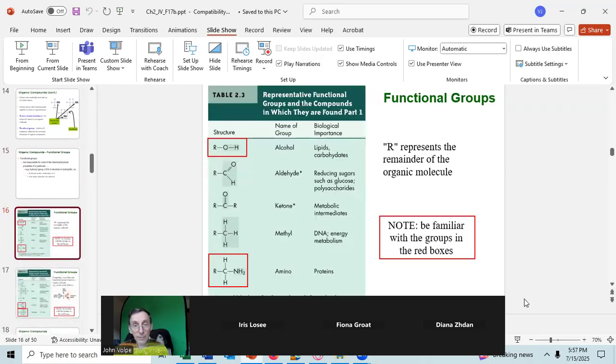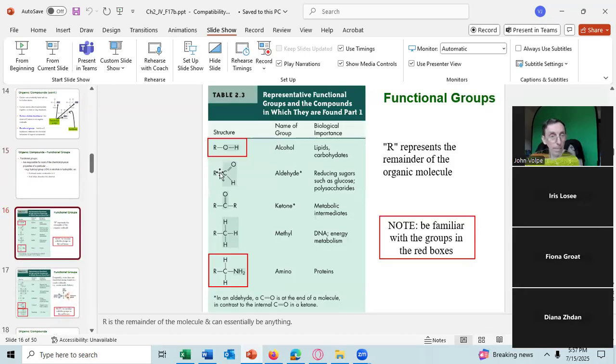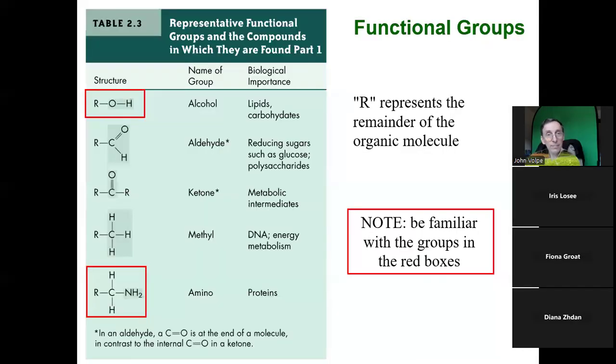Here we're looking at the functional groups. Let me blow this up. Shown in the red box, you should know the alcohol functional group, found in lipids, carbohydrates, and nucleic acids, which isn't shown there. It's also found in proteins. Amino group, that's the NH2 group, found in proteins and amino acids. Why we call it an amino acid is because it has an amino group.